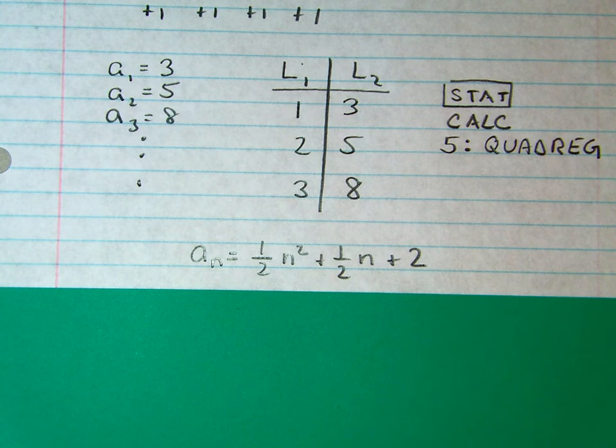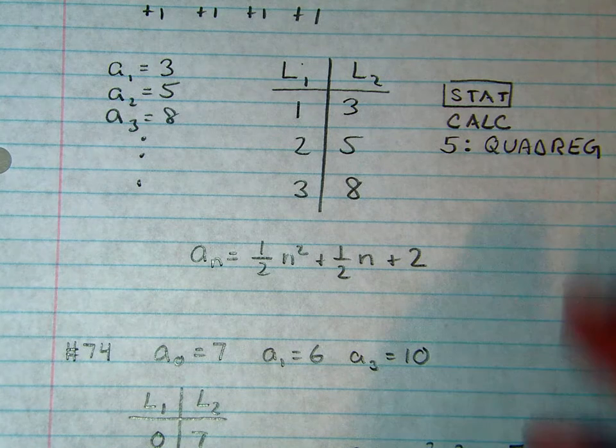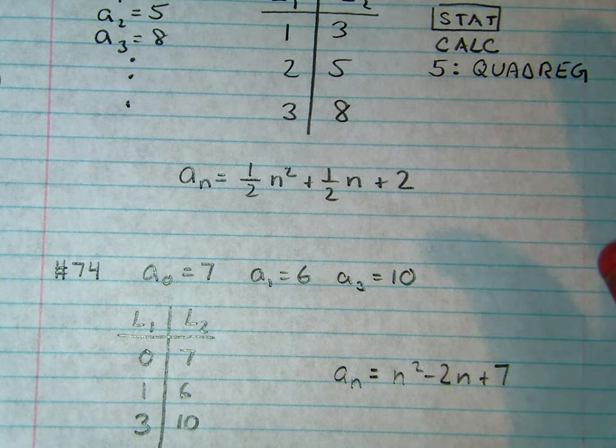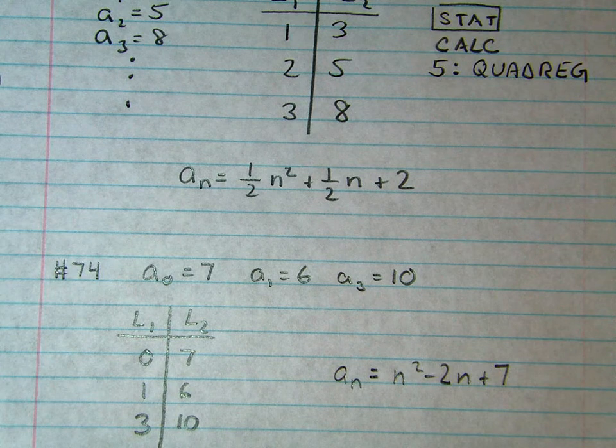All right, the next thing we're going to look at is a couple different variations of what can happen here. So this is number 74 from page 680 in your textbook. It gives us a sub 0 is 7, a sub 1 is 6, and a sub 3 is 10. Two variations going on here.